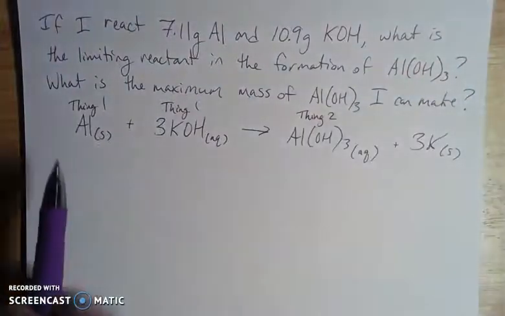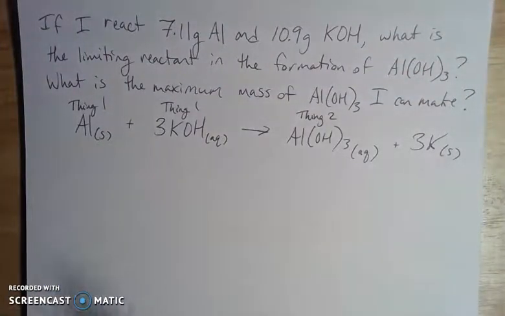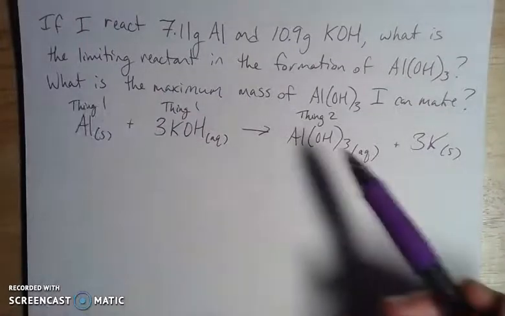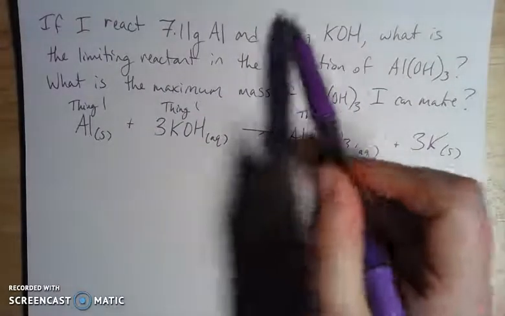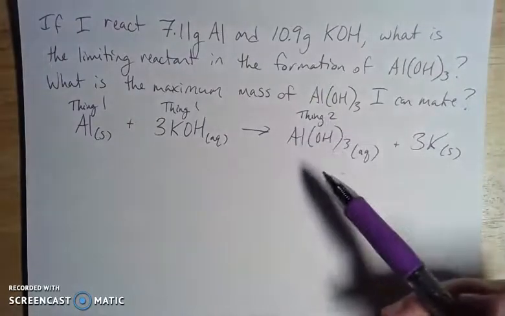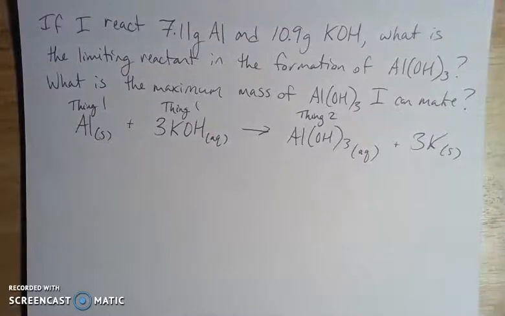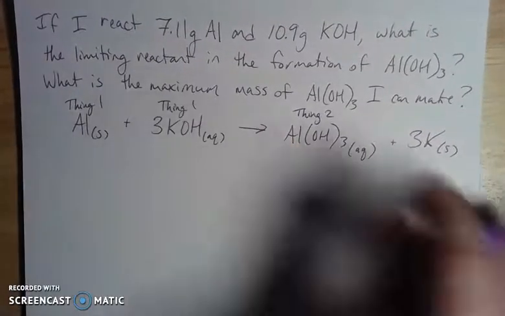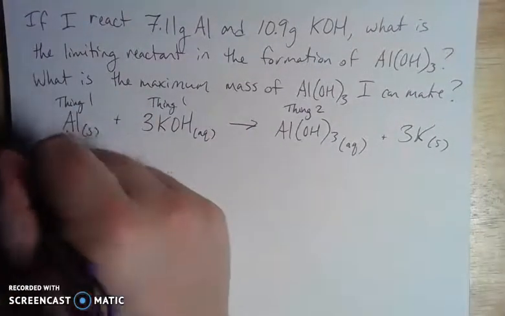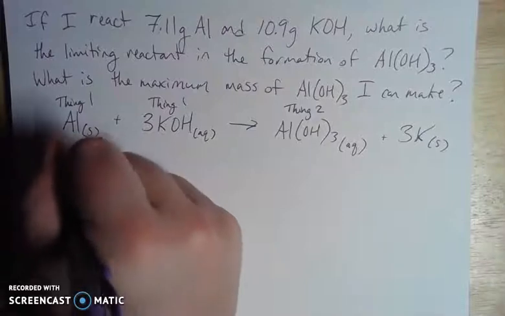Now, because I have two thing ones, I have to do the same setup I did with the bike. I have to figure out if I have that much of my aluminum, how much of this can I produce? And then I'm going to say, well, I have this much of my potassium hydroxide, how much of this can I produce? And then whichever produces less, then that's going to be my limiting reactant. So I have to do two parallel stoichiometry problems, which is excellent practice.